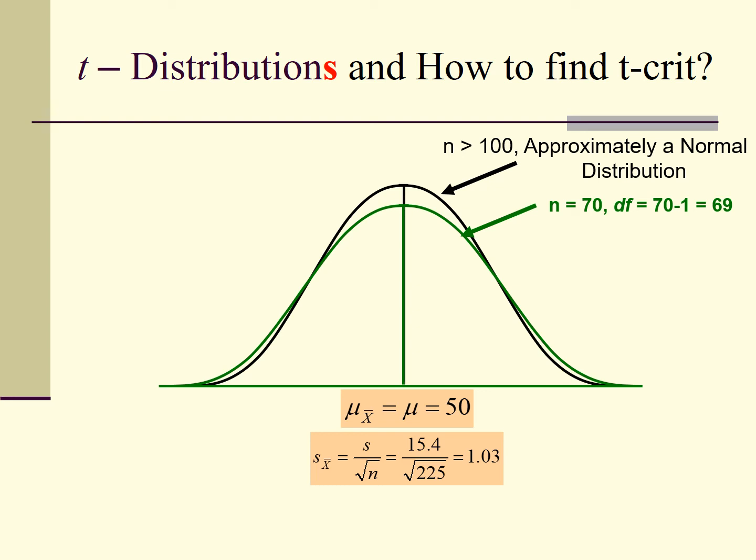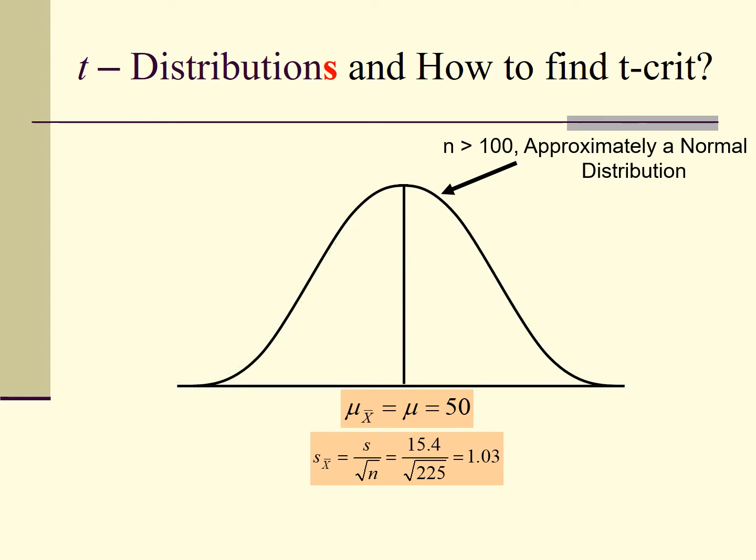Therefore, we can look at the table to find out the t-critical score. Remember, our t-distribution is sample size specific. When sample size is less than 100, for example, this green distribution, sample size is 70 and the DF is 69. So it is wider than the normal distribution. When sample size is smaller, such as this brown one, sample size is 9, DF is 88, it is wider than the green distribution.